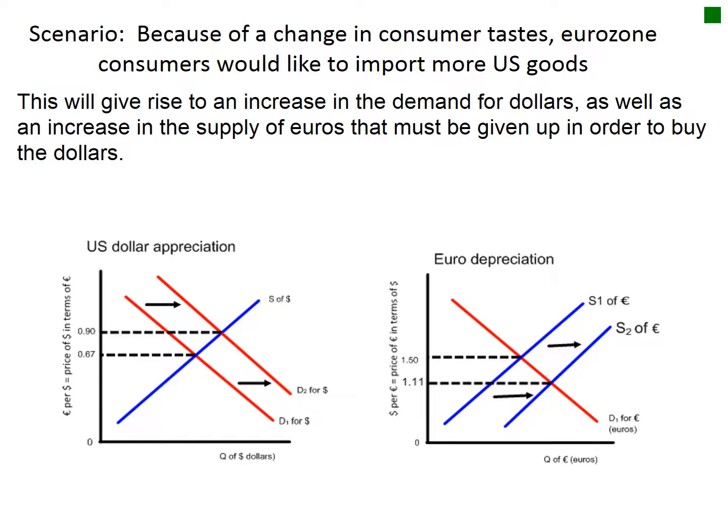So scenario, because of a change in consumer tastes, Eurozone consumers would like to import more US goods. So we can look at what's happening both with the US dollars and the euro depreciation. So first of all, in terms of this textbook theory, if you want to import more US goods, the Europeans are going to have to exchange their euros in the foreign exchange market and buy more US currency. Once they have the US currency, they can then buy the US goods.